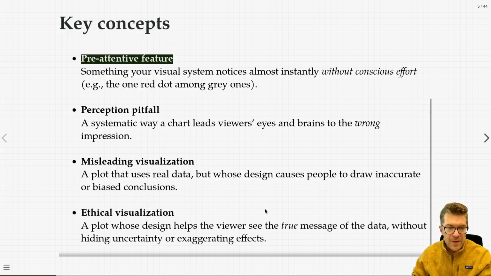And then finally, ethical visualization. Ethical visualizations are plots where design helps the viewer see the "true" message of the data. I say true, I should put it in quotes. Like I'm going to emphasize a few times, we should never think we absolutely have the truth in hand. We should always try to be seeking the truth. But generally, there's going to be some trends which are less ambiguously true. So as much as possible, can we visualize these less ambiguously true trends without having to hide uncertainty or exaggerating effects? Like if we're uncertain about something, we should make that clear as well.